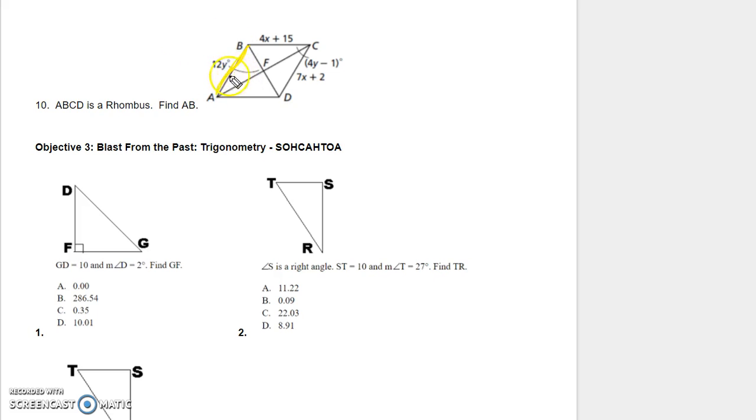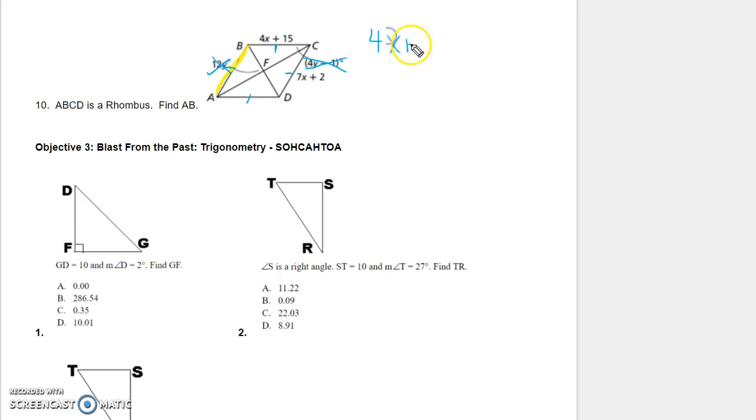Well, this 12y and this 4y minus 1, you see they have those little degree symbols right there? Yeah, that's not going to help us. So that's extra information that we don't need. What I do know is that 4x plus 15 and 7x plus 2, those are two sides. And that means they're congruent because all four sides of a rhombus are congruent. So that's what's going to help us find AB.